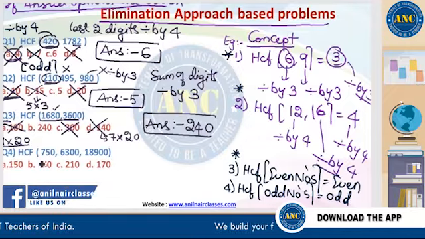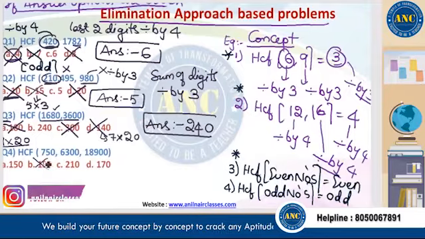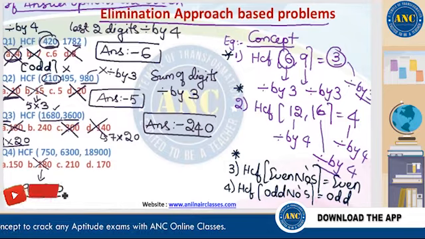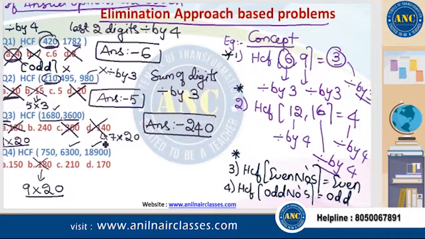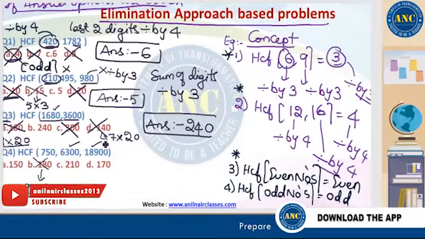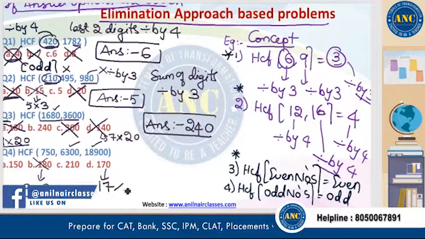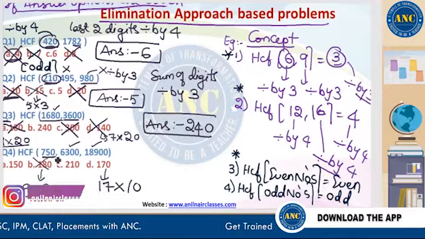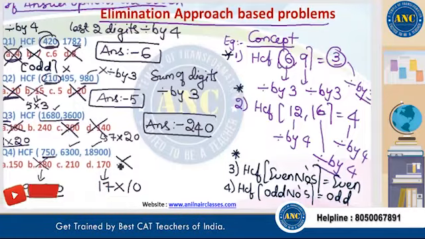Next. HCF of 750, 6300, 18900. 180 is incorrect because 180 is 9 into 20. 180 is divisible by 9. 6300 is divisible by 9. 18,900 also is divisible by 9. 750 is not divisible by 9. 180 is out. 170 is 17 into 10. Is 750 divisible by 17? No. So it cannot be 170.